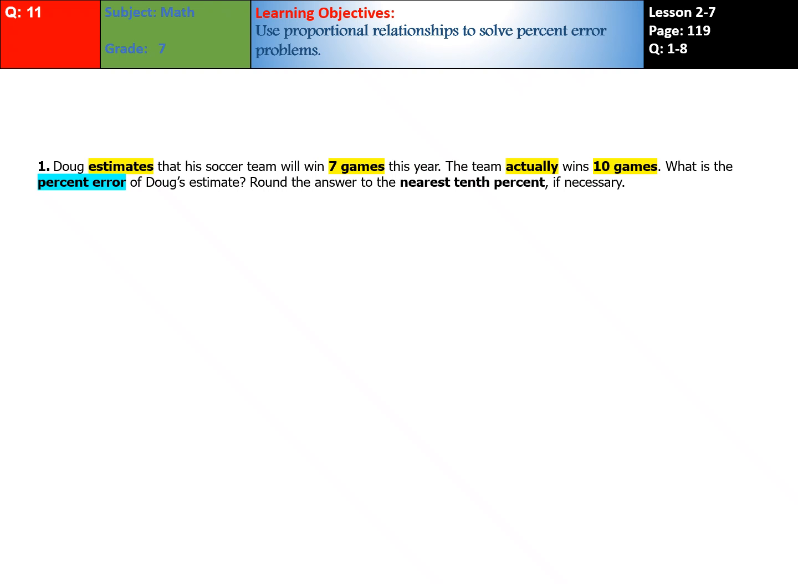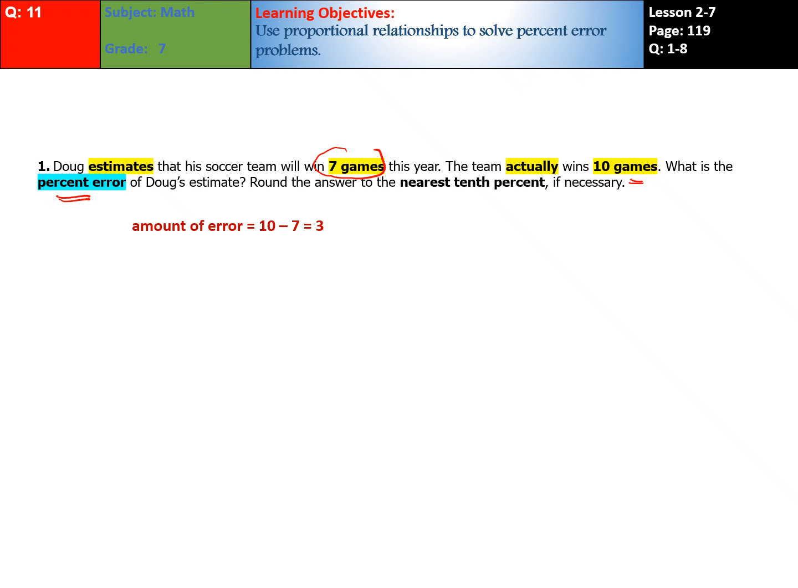Lesson 2-7 is about using proportional relationships to solve percent error problems. This is lesson 2.7, question 8. Doug estimates that his soccer team wins 7 games this year, but actually he won 10 games. This is the same as amount of increase and amount of decrease. Here we will find the percent of error. For that you will first find the amount of error. 10 minus 7 equals 3.